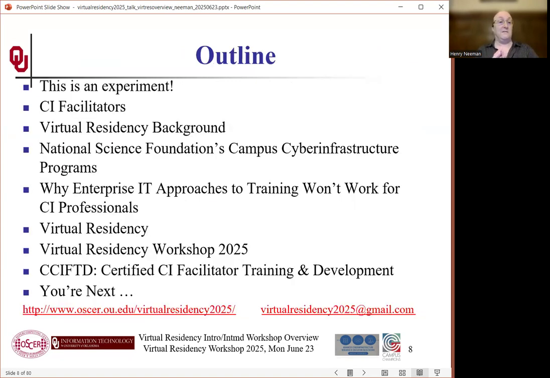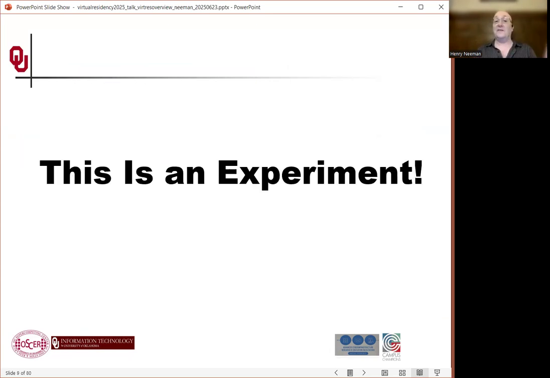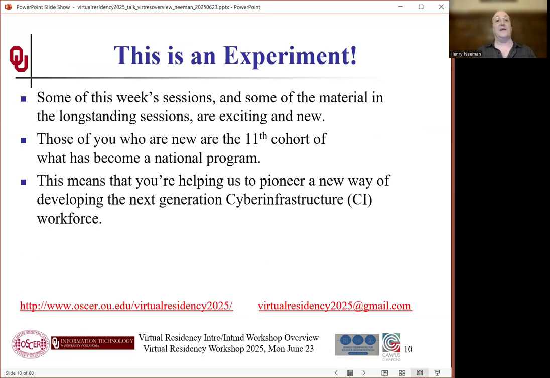Here's an outline. I'm gonna have to breeze through all of this stuff because usually we have an hour and a quarter. This year we only have an hour because of a separate constraint that I've got. This is an experiment, so you guys are the 11th cohort of this national program.